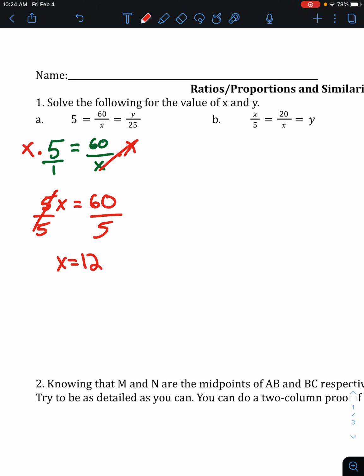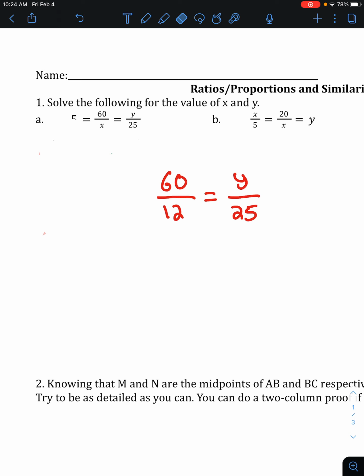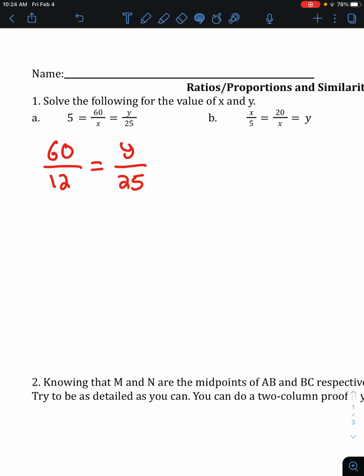Looking back to this original proportion, I can now solve for y. I could use 5 again, so I could say 5 equals y over 25, and I can use this to solve. Or if I chose, I could use my new value of x. So I can say 60 over 12 equals y over 25. So I can do it either way, and I'm just going to choose this one for our purposes. So we'll clear that. And we'll move this right here.